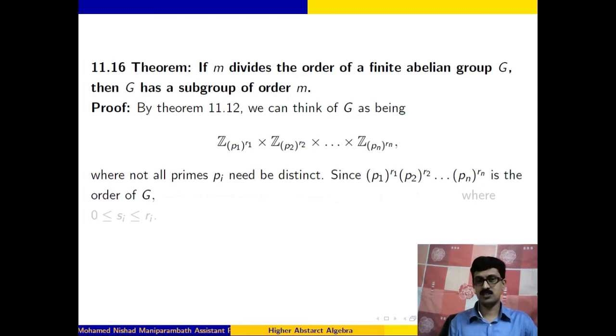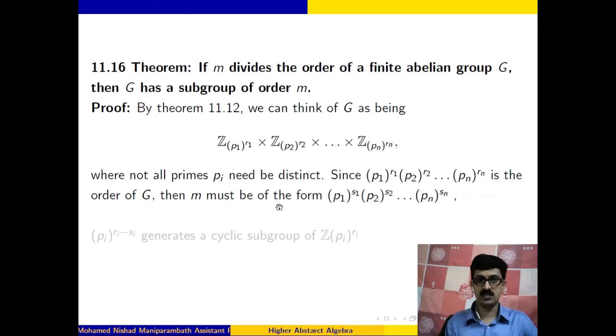Now, what is the order of the group? The order is p1^{r1} p2^{r2} ... pn^{rn}, which is the order of Z_{p1}^{r1} × Z_{p2}^{r2} × ... × Z_{pn}^{rn}. Since G is isomorphic to this, definitely the order of G is p1^{r1} p2^{r2} ... pn^{rn}. So m divides the order of G. That is why m should divide p1^{r1} p2^{r2} ... pn^{rn}. Dividing this entire number, m can be such that a factor of p1^{r1} is a factor of m, a factor of p2^{r2} is a factor of m, and a factor of pn^{rn} is also a factor of m.